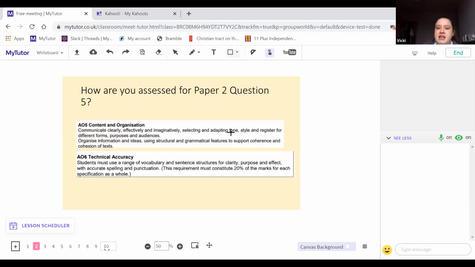Your technical accuracy, so this is your SPAG, your spelling, punctuation and grammar. So trying to use advanced vocabulary and spell it correctly, using correct punctuation, using a variety of punctuation, and make sure that you're writing in the same tense all the way through, those sorts of things essentially.